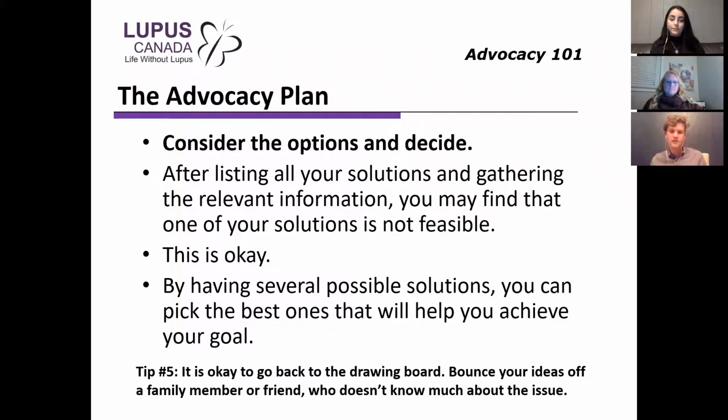So tip 5 is it's okay to go back to the drawing board and bounce your ideas off of family or friends who don't know much about the issue, so that they can see, oh yeah, that's reasonable. The closer you are to an issue, the more blinders you're unfortunately going to have on. So the more blinders you can remove, the more you can take a step back and take the emotions out of it, the better solutions you're actually going to have.